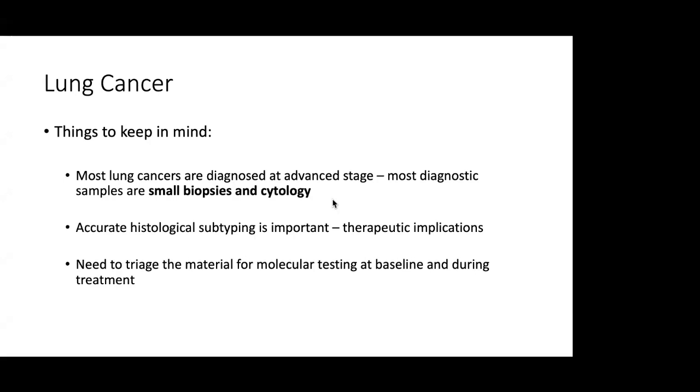Accurate histological typing is important. As I said, it is not just the small cell and non-small cell business. Now we have to further subtype it. We need to triage the material for molecular testing at baseline and during treatment. So it is not just at the time of diagnosis, but nowadays during treatment also we have to check for some resistance mechanisms, right?